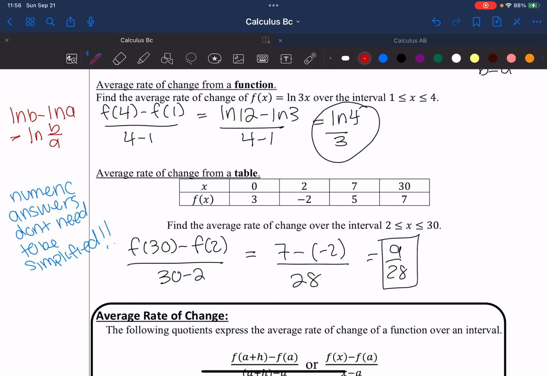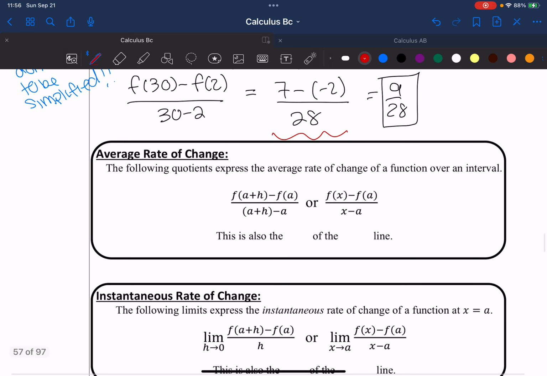And again, even leaving it like this would be okay. Only if you're not 100% sure. Like let's say you forget minus a negative is a positive and you don't want to end up putting, let's say, 5 over 28. If you leave it like this, it would still be correct. Okay, average rate of change. So when you think average rate of change, I want you to think slope of the secant line.